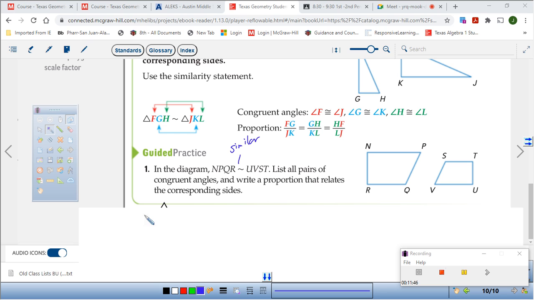So just in order, guys, like this, I'm going to go with angle N is congruent to angle U. Angle P is congruent to angle V. Angle Q is congruent to angle S. Angle R is congruent to angle T. Okay, that's it, right? We took care of the congruent angles. Now write a proportion that relates all the corresponding sides.